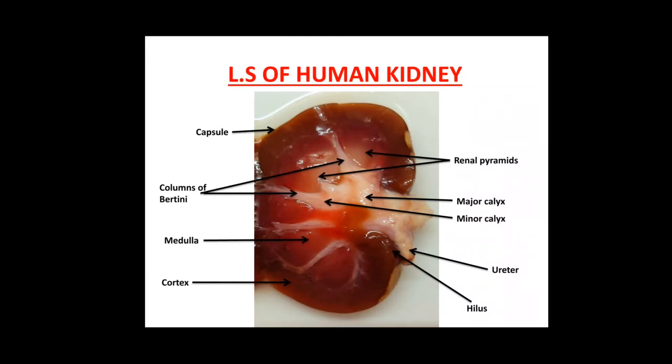The lower end, or you can say the narrow apex of the pyramid, is called the minor calyx. The minor calyx leads to the major calyx, and from the major calyx it is going to lead to the renal pelvis, and the renal pelvis is going to lead to the ureters. Also there will be the presence of the hilus on the inner side, which is a little bit concave.